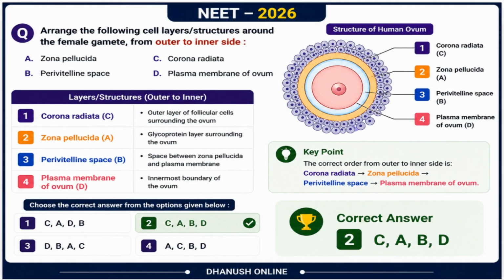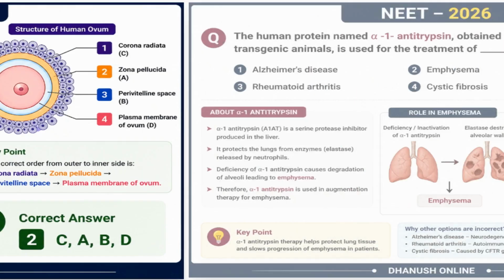Arranging the cell layers around the human ovum from outer to inner side. First is the corona radiata, followed by the zona pellucida, then the perivitelline space, and finally, the plasma membrane of the ovum. The correct sequence is C, A, B, D, which is option 2.